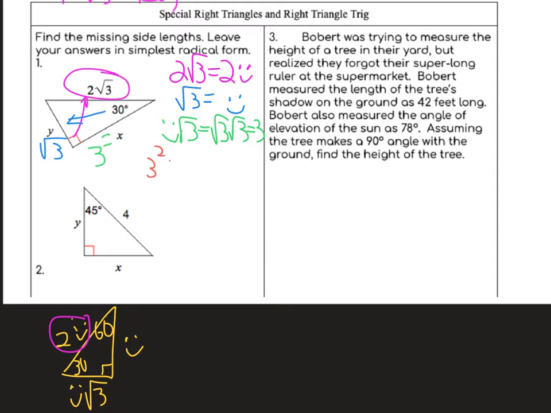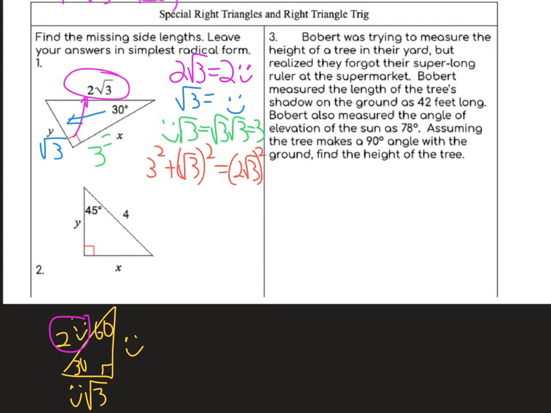You could do 3 squared plus the square root of 3 squared equals 2 square root of 3 squared. You can either do it algebraically kind of in your brains, or you can use a calculator, and you'll see that those are the same. The left side will turn into 9 plus 3, which is 12. And then the right side will turn into 4 times 3, which is also 12.